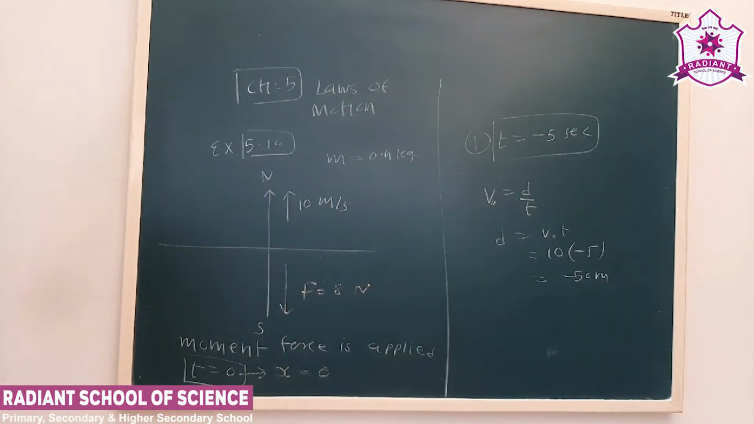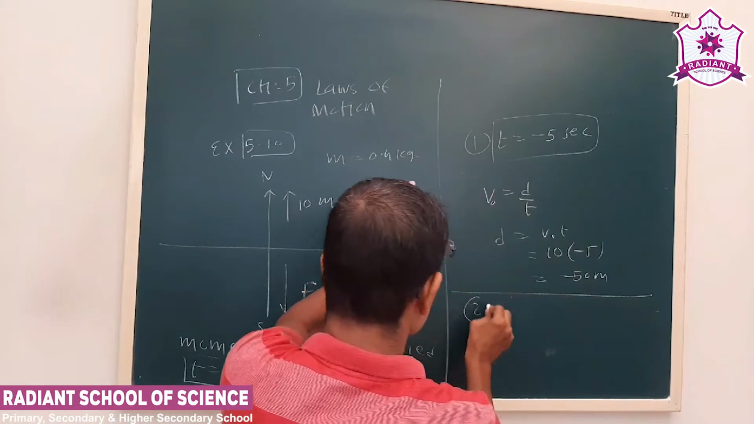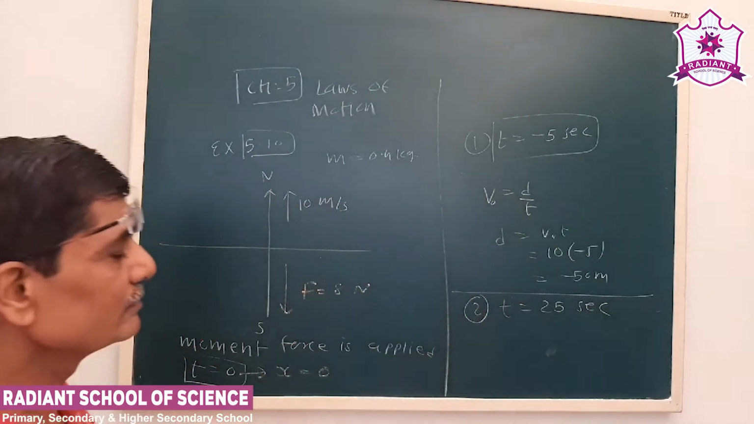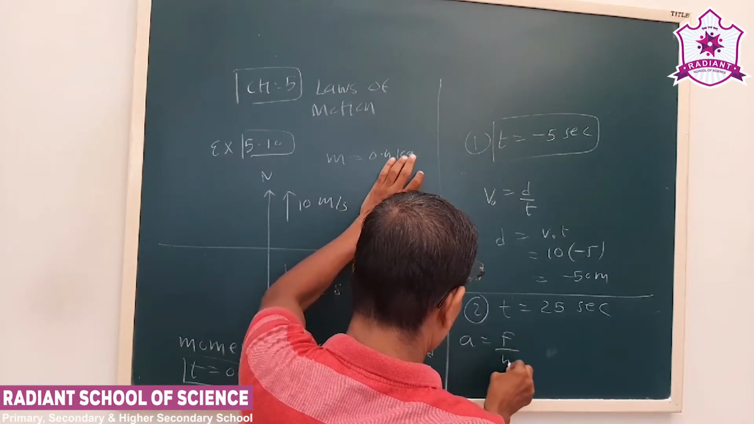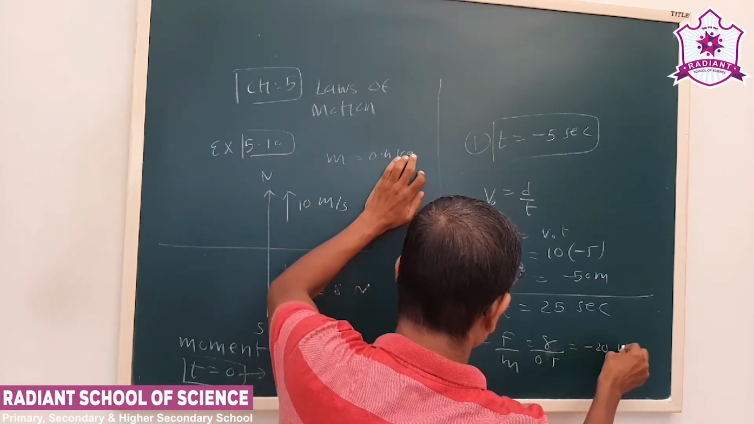Okay, so at t is equal to 5 seconds, its position will be minus 50. Now the second part is t is equal to 25 seconds. Okay, now see, just now we have a is equal to F upon m, 8 upon 0.5, minus 20.